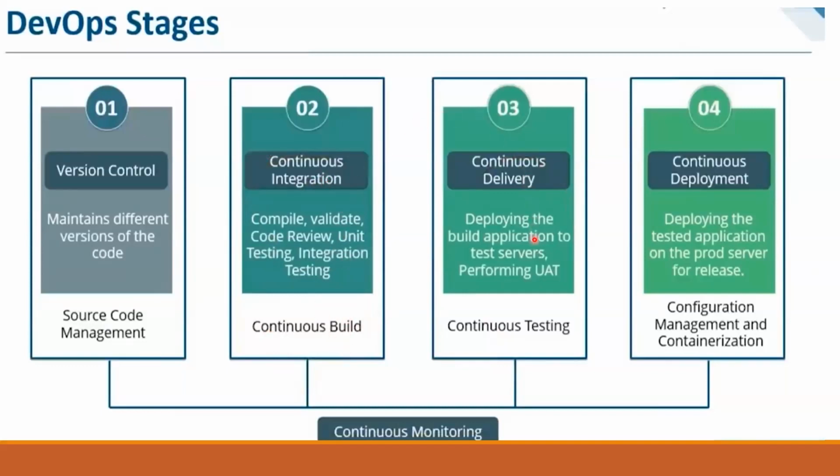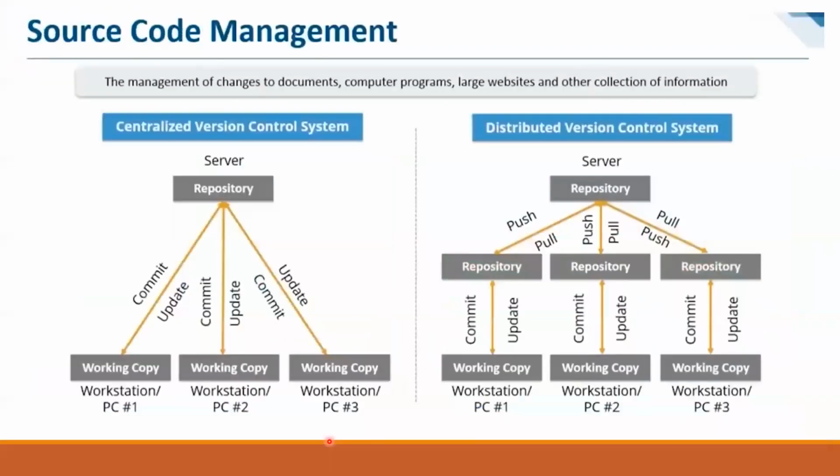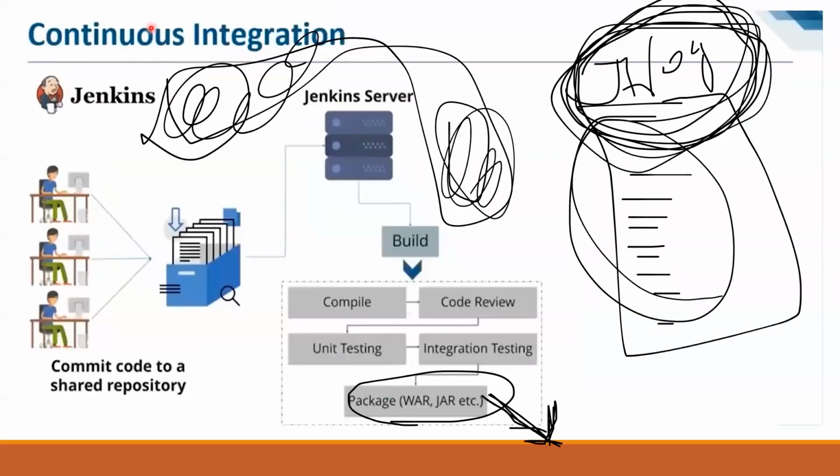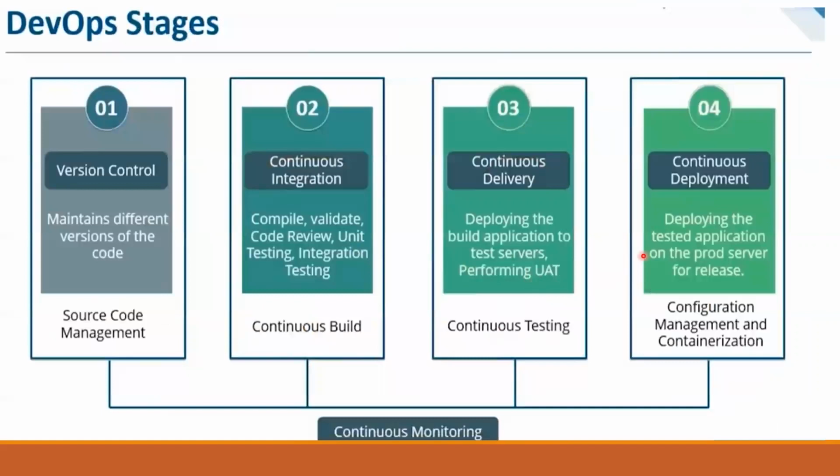Then it moves to continuous delivery. Continuous delivery means deploying the built application to the test servers for performing a UAT, user acceptance test. This is continuous testing. Once we build the code, Jenkins again takes that build and deploys it on the server. This is continuous delivery. Then continuous deployment means deploying the tested application on the production servers for the release.